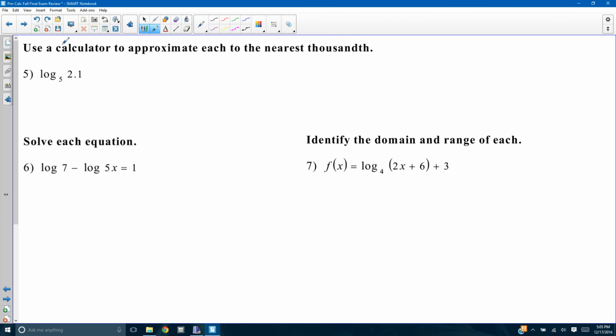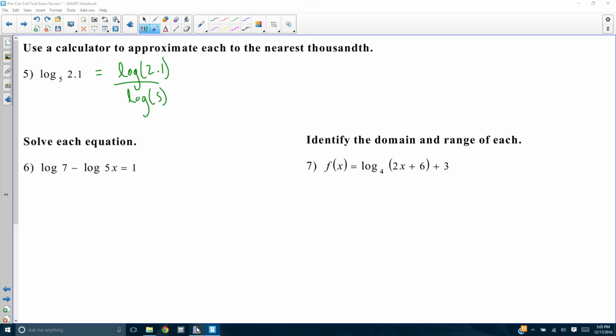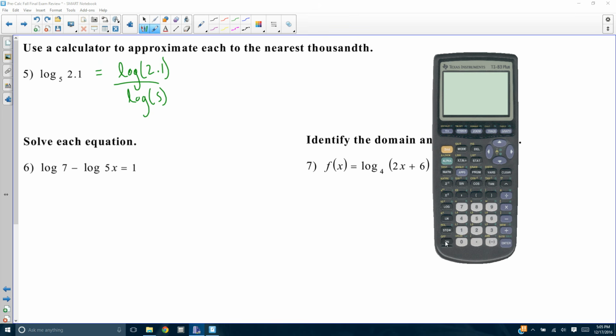Number 5, use a calculator to approximate each to the nearest thousandth. Okay, so this goes right back to what I was talking about just last time. I can do log of 2.1 divided by log of 5. Now I am going to use my calculator that I have right here to make this one actually happen. Let's turn it on. And we're looking at log of 2.1 divided by log of 5.